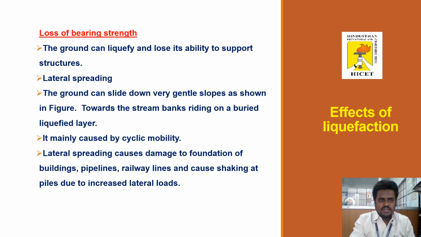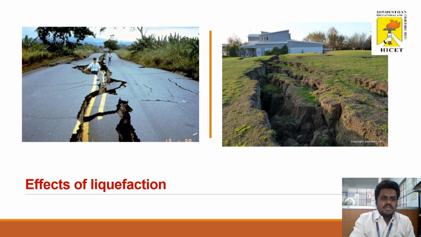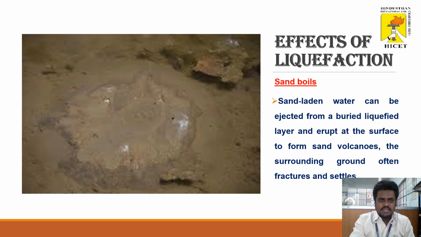So these are some effects of loss of bearing strength. Number one, the ground can liquefy and lose its ability to support structures. Lateral spreading: the ground can slide down very gentle slopes, as shown in the figure, on top of a buried liquefied layer. This is mainly caused by cyclic mobility, and building structures, pipelines, railways, etc. can suffer foundation settlements. So this is the effect of liquefied soil under load conditions, and on normal ground surfaces liquefaction effects also occur.